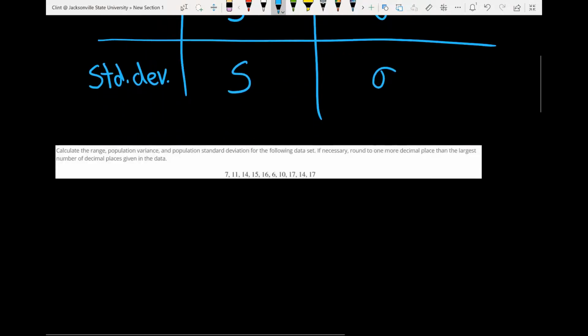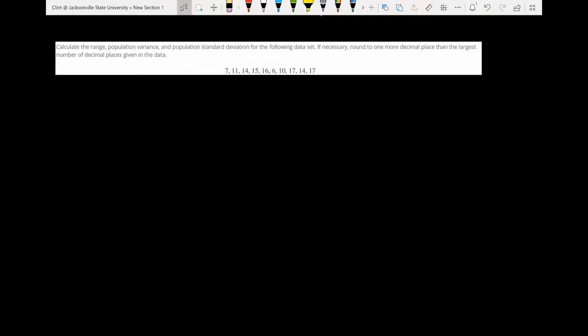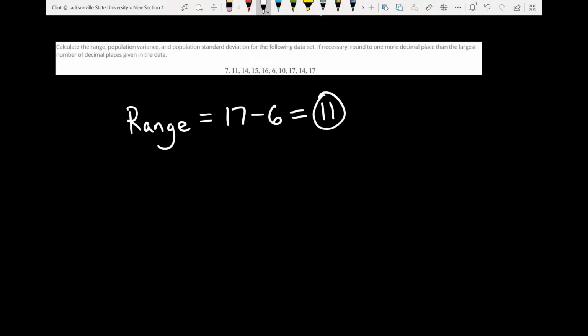Okay, so let's look at a problem here. This one says calculate the range, population variance, and population standard deviation for the following data set. If necessary, round to one more decimal place than the larger number of decimal places in the given data. So we have three calculations to do here. The first one is the range. This is the easiest one. To get the range of a data set, we just take the largest data value minus the smallest. The largest data value I see is 17, and the smallest is 6. So our range is 11.